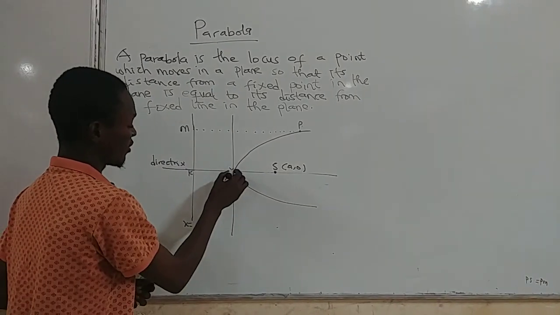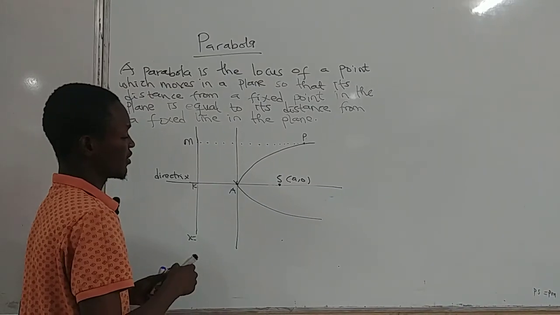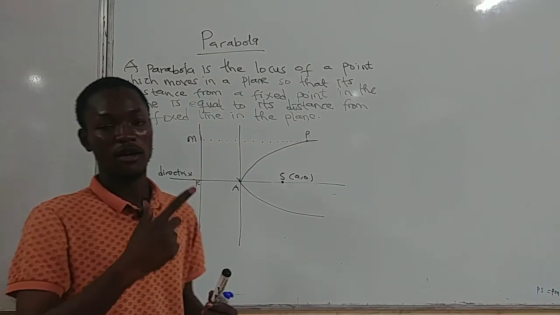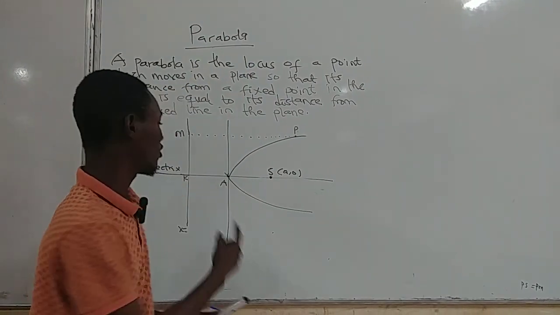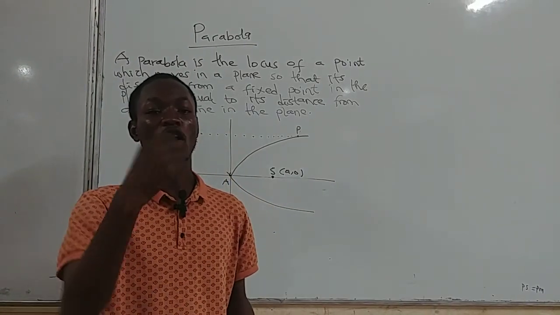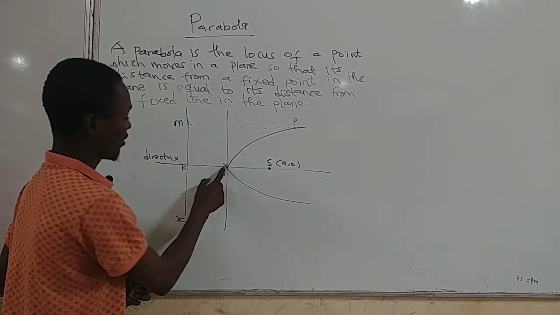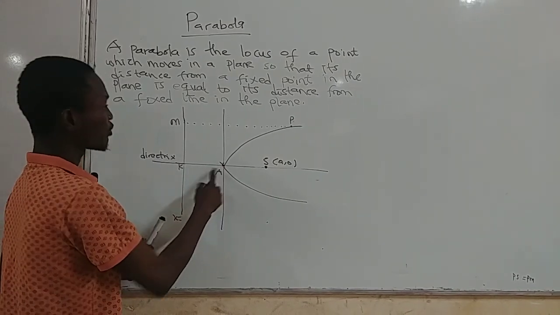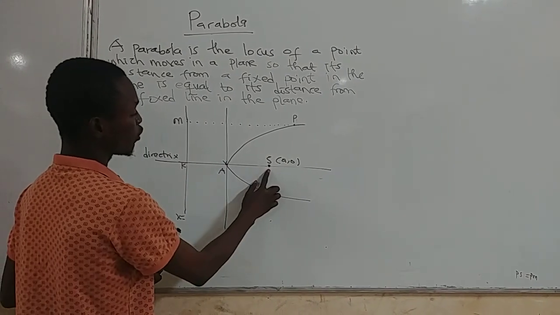Now this is our vertex. The vertex is at the origin, so the coordinates at the origin are (0, 0). We want to prove the standard equation of a parabola with vertex at the origin (0, 0). That is our focus with coordinates (a, 0).